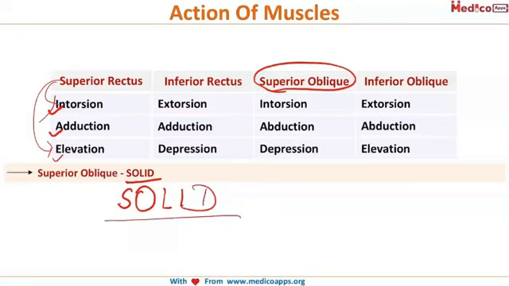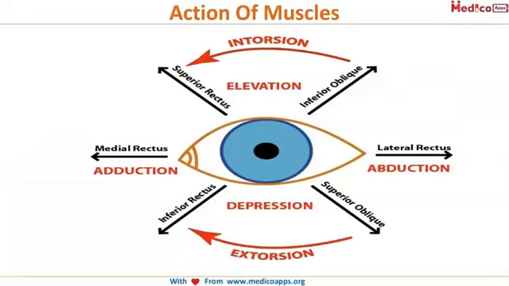Solid is for superior oblique. Now if you can just look at this picture for a little while and correlate the previous table, you can easily memorize all the movements of extraocular muscles.